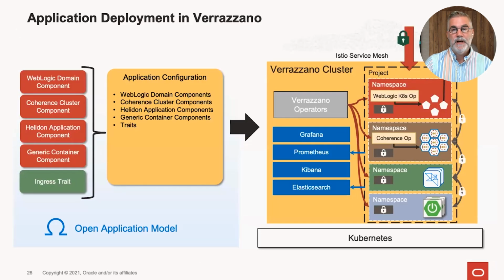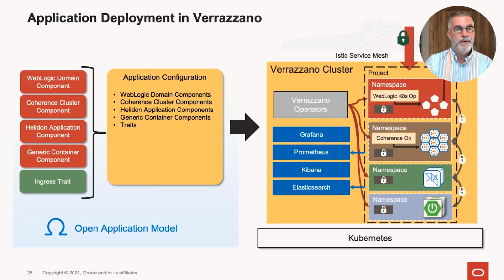So in Verrazzano, we've adopted that, and we've actually even extended it so that we have additional workload types that we've created. So different component types. Your application developers would create a component. So we've got things like WebLogic components, we've got Coherence workloads, we've got Helidon workloads. And then the specification itself allows for generic container workloads. So all of these work, right? Again, no matter what you want to run here.